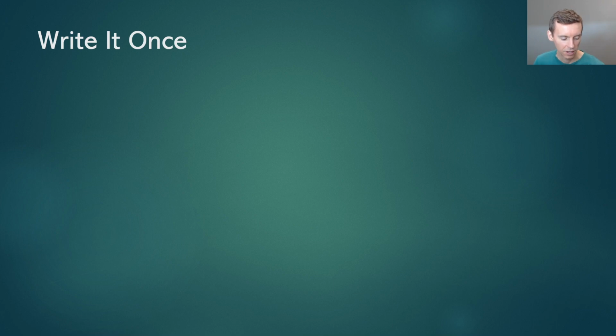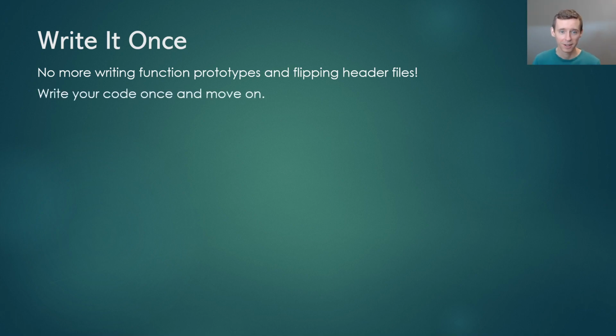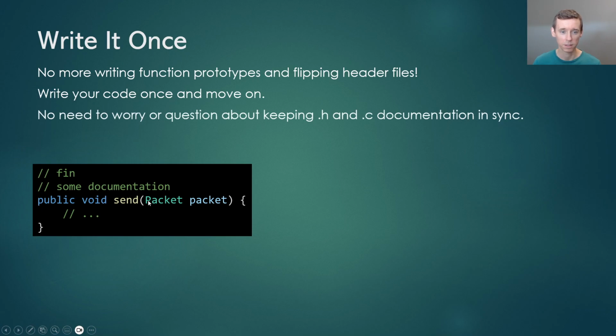All right, write it once. No more writing function prototypes, definitions, and creating header files. Just write your code once and move on. It's the goal, right? Live a happy life. So here's a simple little example of some Fin code. We write some documentation here. There's our everything. We don't need to spend a lot of time on this, but it's really nice.